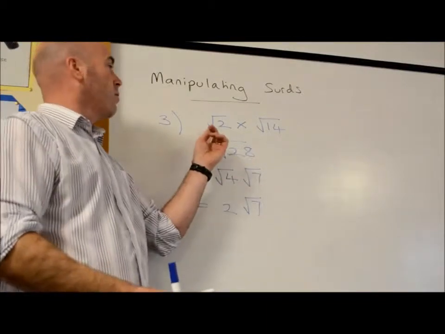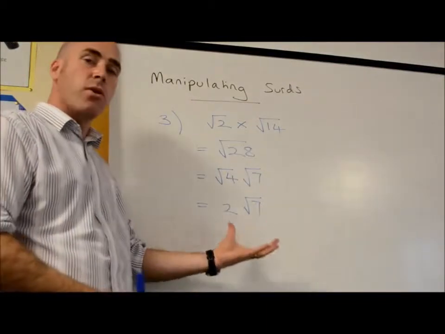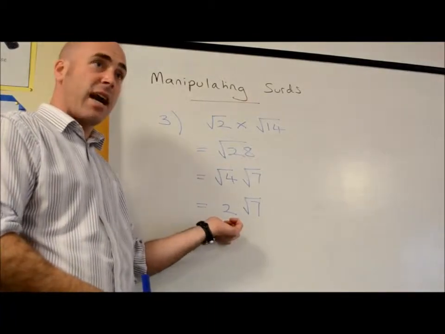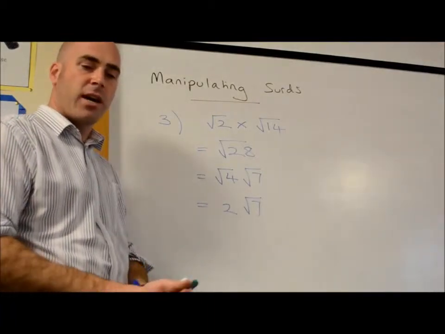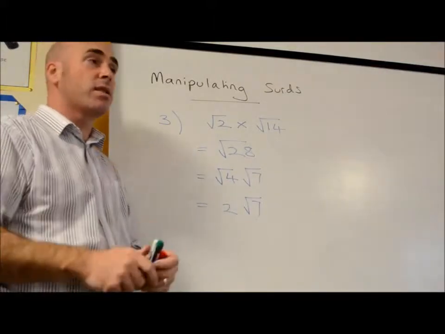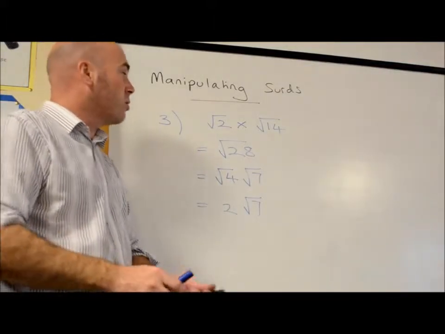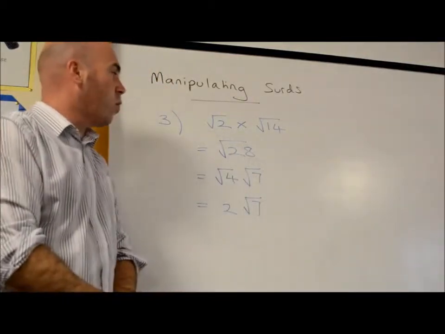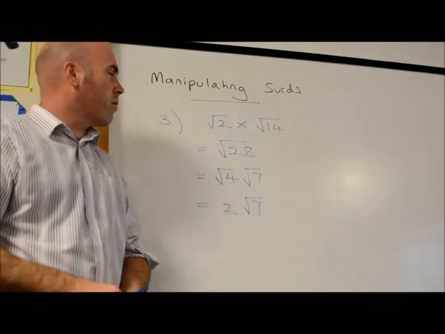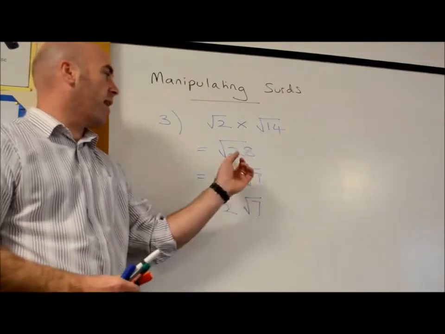Put in root 2 times root 14, see what you get. You'll find that Casio calculators are very good at giving you the answer as surds. Okay, so you should be able to check. You should get an idea that you're getting the answer right. Change them to decimals and see what they come out as. You should have an estimate of what the square root of 28 is. You know what the square root of 25 is. You know what the square root of 36 is, so you know roughly where that sits.